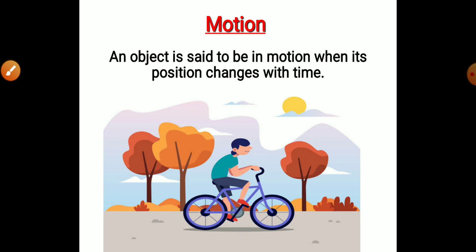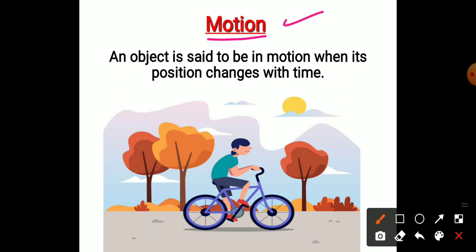So the first topic is motion. What is motion? An object is said to be in motion when its position changes with time. That means if there is any object, any body, if its position changes with respect to time, then we can say that object or that body is in motion. Example, suppose there is a cyclist. If its position changes with respect to time, then we can say that body is in motion.